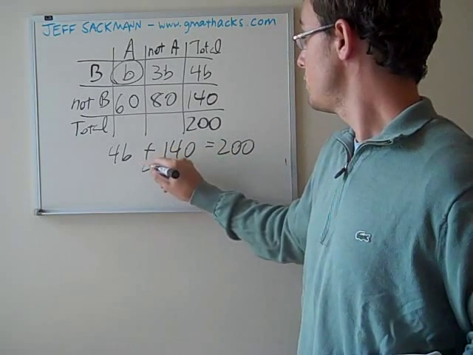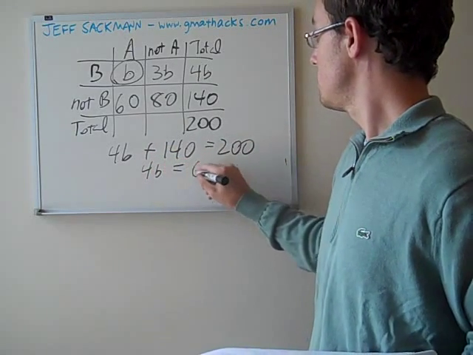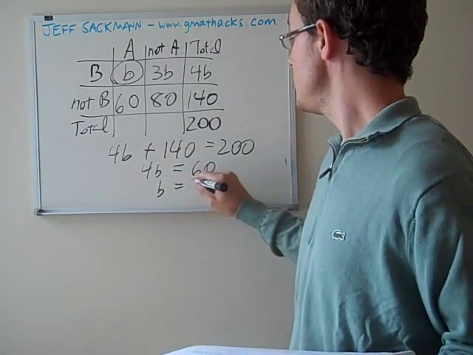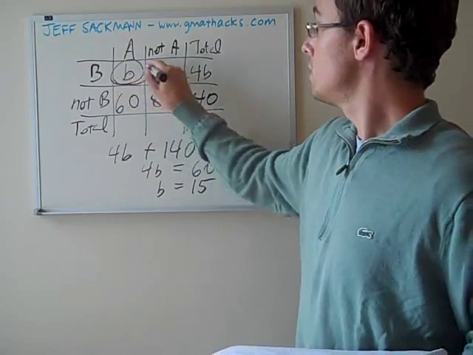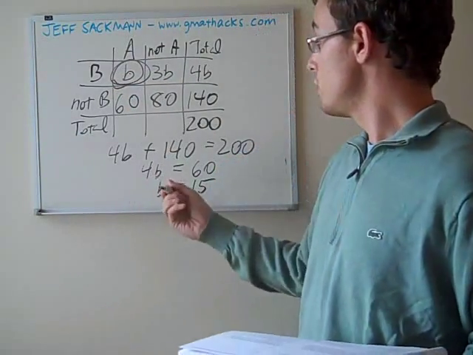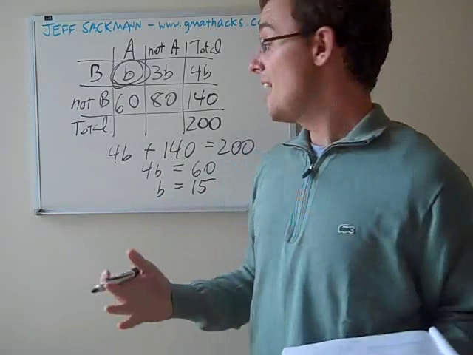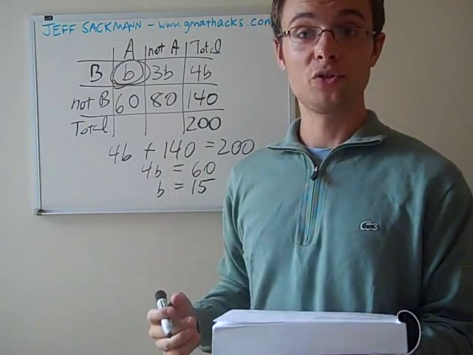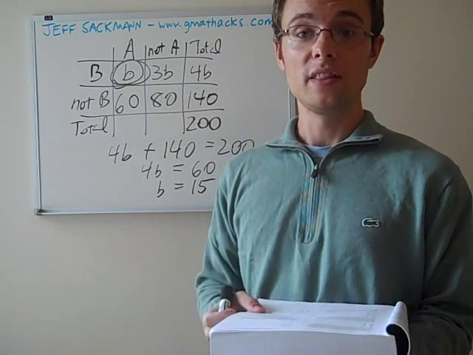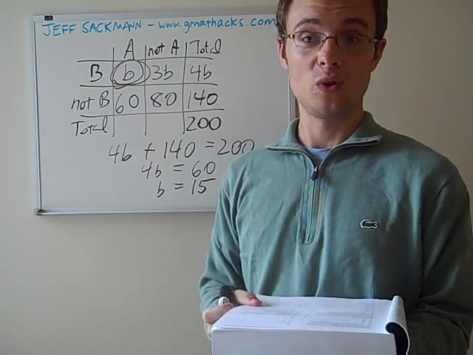Subtract 140 from both sides. 4B equals 60. Divide both sides by 4. B equals 15. Note up here, we circled B for a reason. That's because B is what we're looking for. We figured out B equals 15, and that's our answer. It's choice A. So that's question number 6 from the diagnostic part of the official guide for GMAT 12th edition.